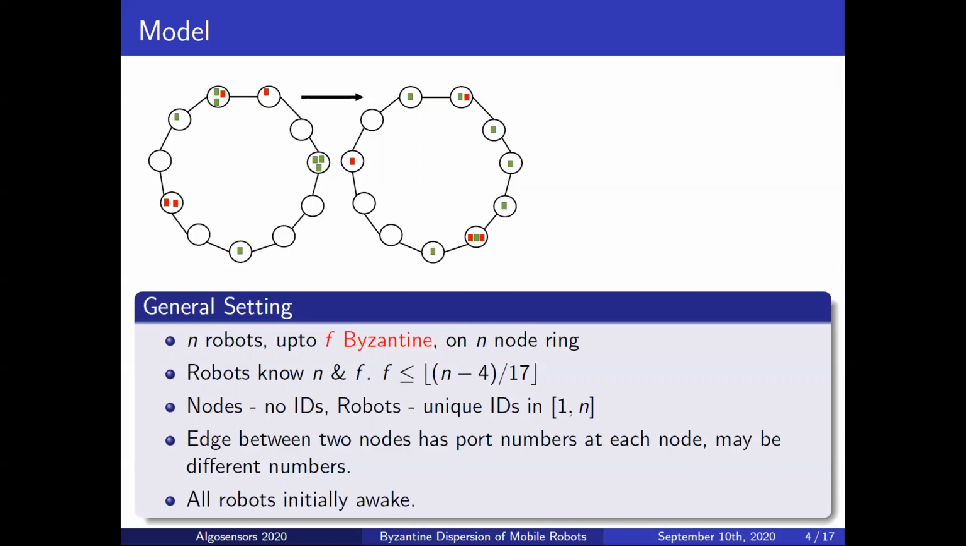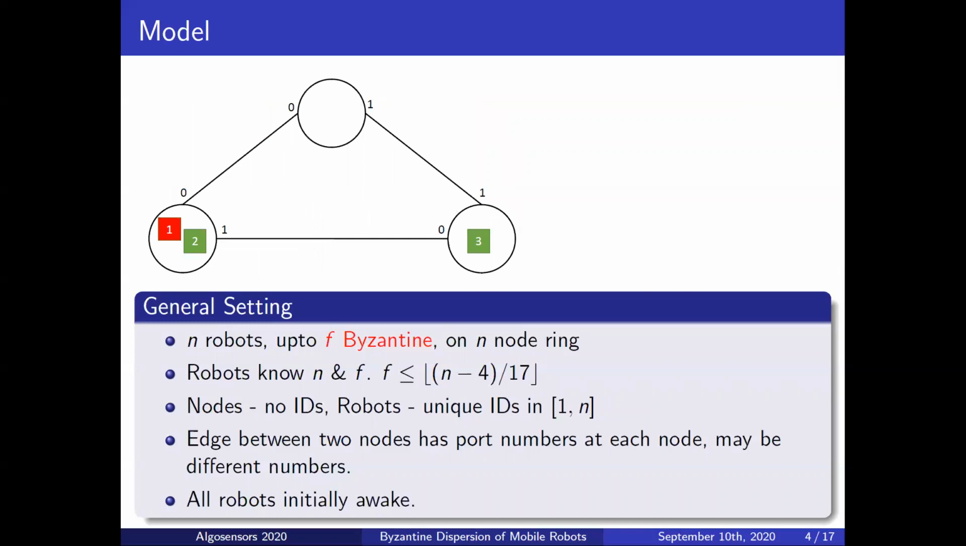I'll briefly show another picture here. Look at the node on the lower left, and you'll see that it has two edges going out of it, and port numbers 0 and 1 have been assigned to those edges. Now, there's no orientation to these port numbers, so they can be placed in any manner, but the numbers will be from 0 to the degree minus 1 of the node. Furthermore, all nodes are initially awake.